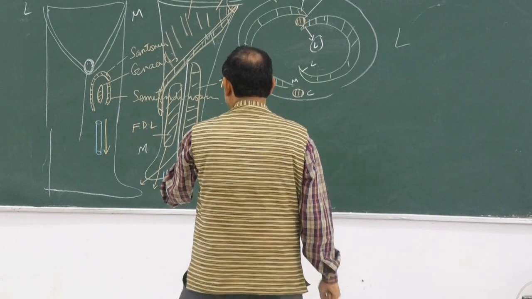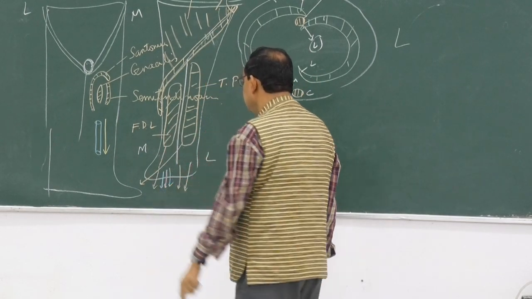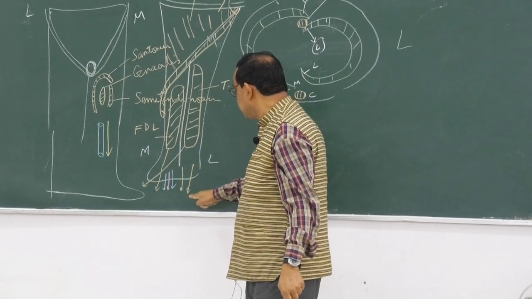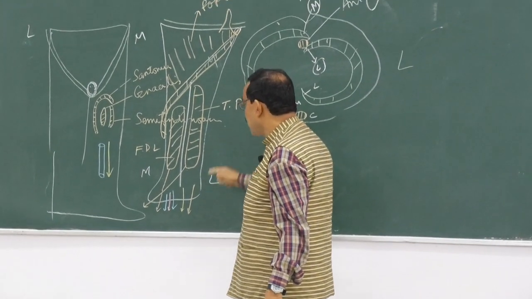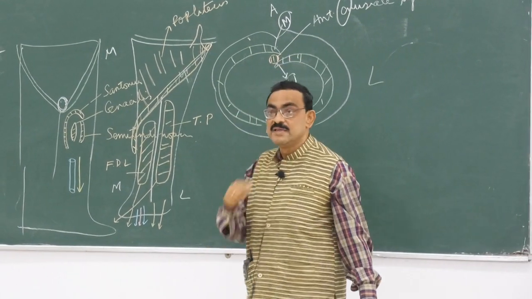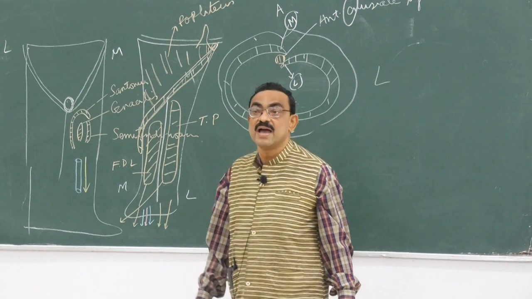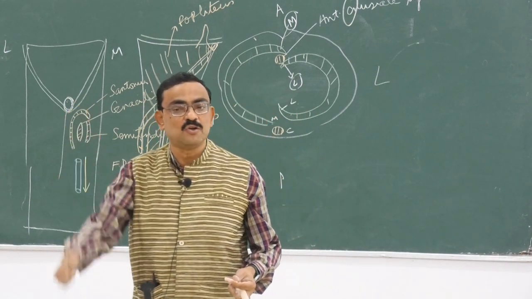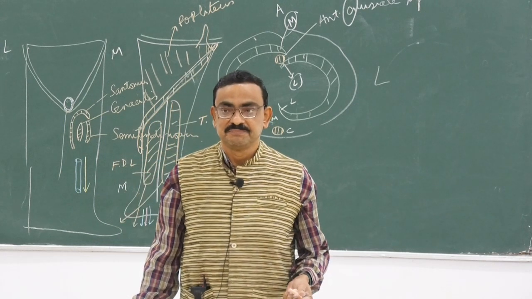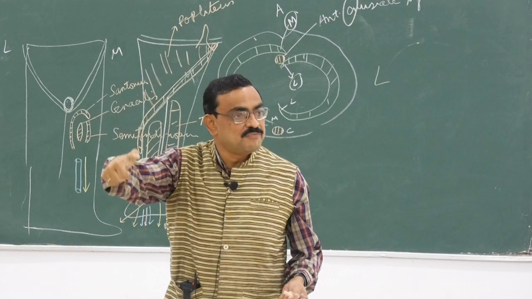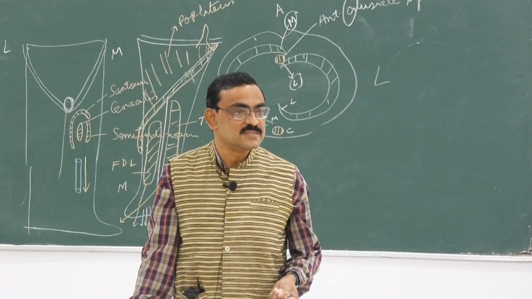So these are the posterior tibial artery and the tibial nerve, and there is another tendon going to the great toe, taking origin from the fibular bone. This is the flexor hallucis longus. Hallucis means the great toe, hallux. Flexion of the great toe. This is the flexor hallucis longus.